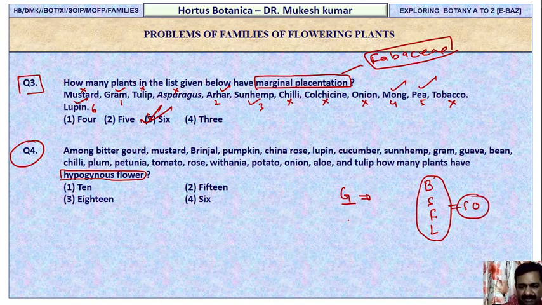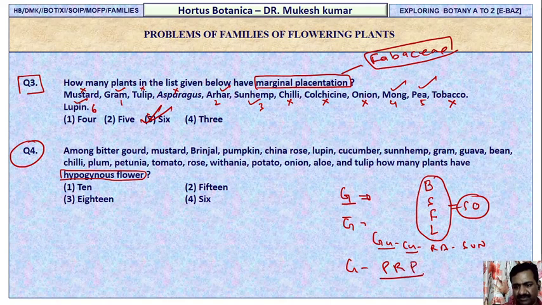Right? So remember what we have in the epigynous? Jukurasan. What is Jukurasan? Guava, cucumber, grape, fruit of sunflower. Then what is the perigynous? PRP, plum rose peach. So you just have to count where they are not present.